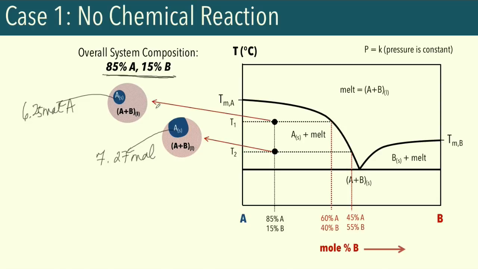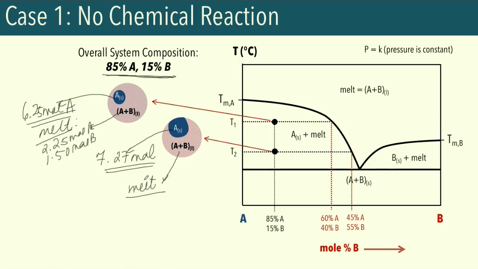Note again that we still maintain the original composition of our system. In both of these cases, we still have overall 85% A and 15% B. In order to crystallize out A from the solution, we just decrease the amount of A that's in the melt. So for the melt over here, this is made up of just 2.25 moles of A, and still we have 1.5 moles of B. And in the melt over here, we could see that we have a decreased distribution of A in the melt because most of it froze out.